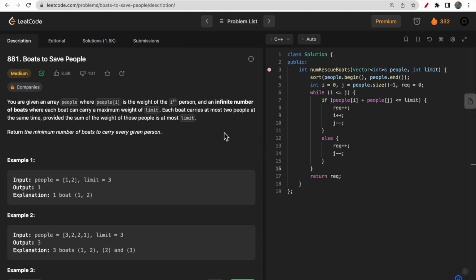In today's video we will discuss LeetCode question 881 that says Boats to Save People. So guys, here you are given one people array where people[i] represents the weight of that person. Further, you are given one limit.